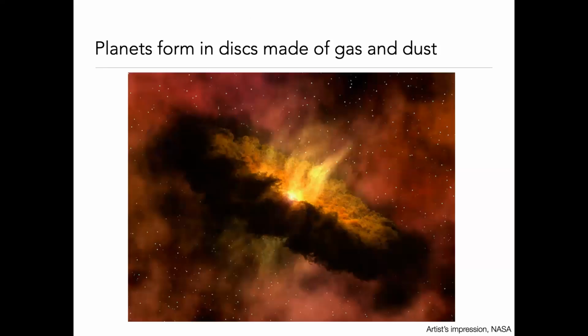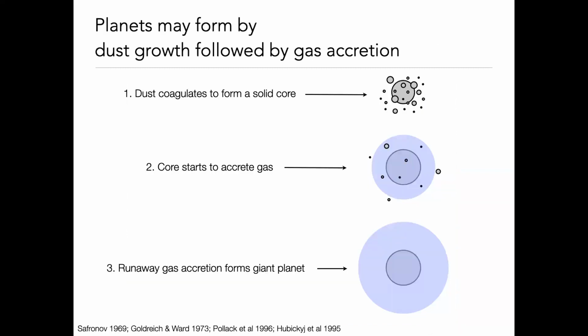So this is actually an artist's impression of a planet-forming disk. It's what we call a protoplanetary disk. And these disks are made of gas and dust. And it's very important to see the dynamics of both the gas and the dust. And I'll talk about that as we go along. But let's actually look at how planets form.